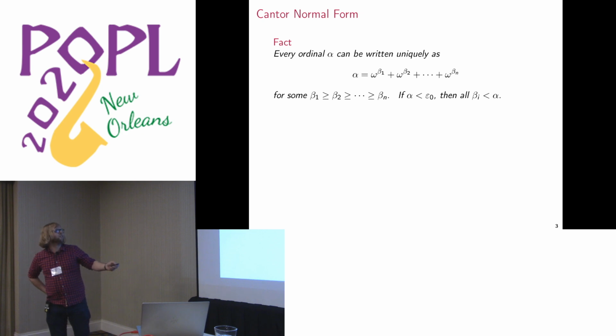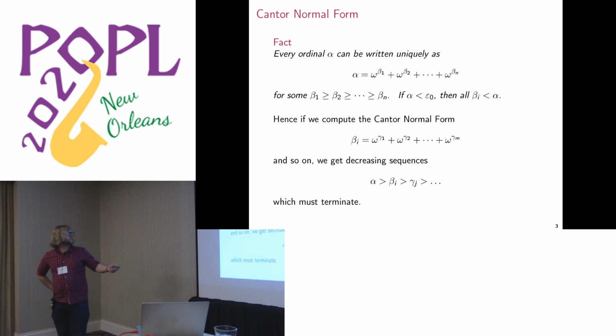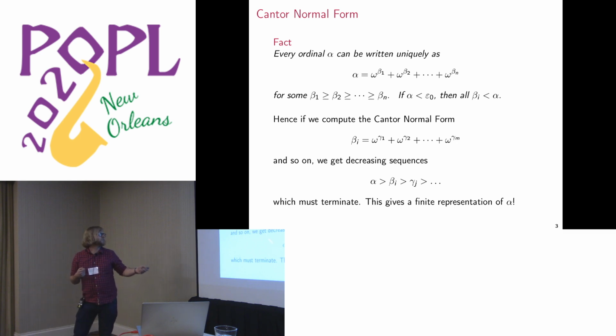So you see that if you take alpha to be epsilon 0, then that's not the case, because you can immediately take beta 1 to be epsilon 0, and you solve this equation. Right? It was a fixed point. But if alpha is smaller than epsilon 0, then all the exponents are going to be smaller again. So if I now take this exponent and find its Cantor normal form like this, I'm going to get a decreasing sequence of ordinals, which then must terminate by this property of ordinals. Right? So what I get is a finite representation of this infinite object. I just do this finitely many times, and then in the end I have a finite representation which uniquely determines the ordinal I had, which could be something large.